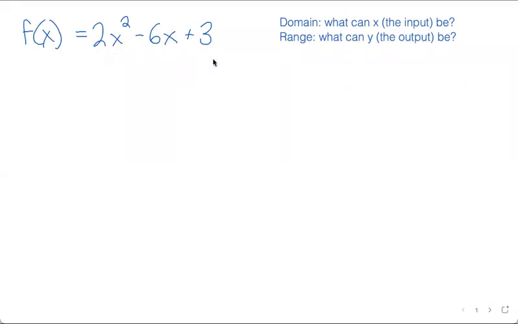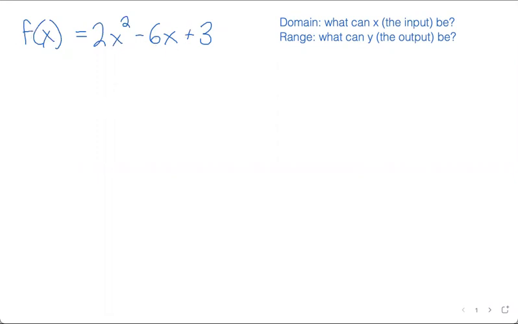This is a short video to introduce you to the ideas of domain and range, what they are, and how to express them. Basically, in any given question, the domain is all of the things that X can be, or whatever your input is in that question. And the range is what are all the things that Y can possibly be, or whatever the output is in that question. Let's just start with the quadratic function here.